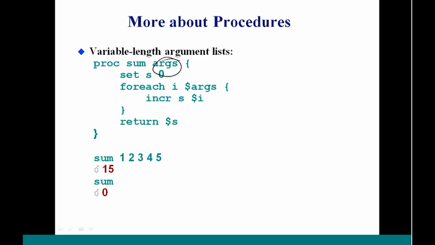So here is the example that we saw previously. The proc name is sum, which returns the sum of a set of integers, and we don't specify all the integers separately. We just specify args as the keyword. Inside this proc we set s to 0, and then we parse args as a list. For each I in $args, we increment s with whatever the value of $I, and then we return the sum, s.